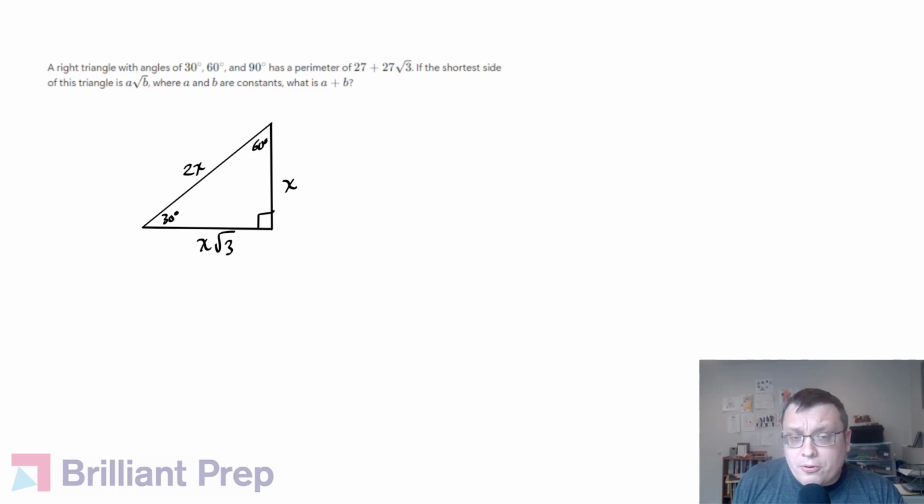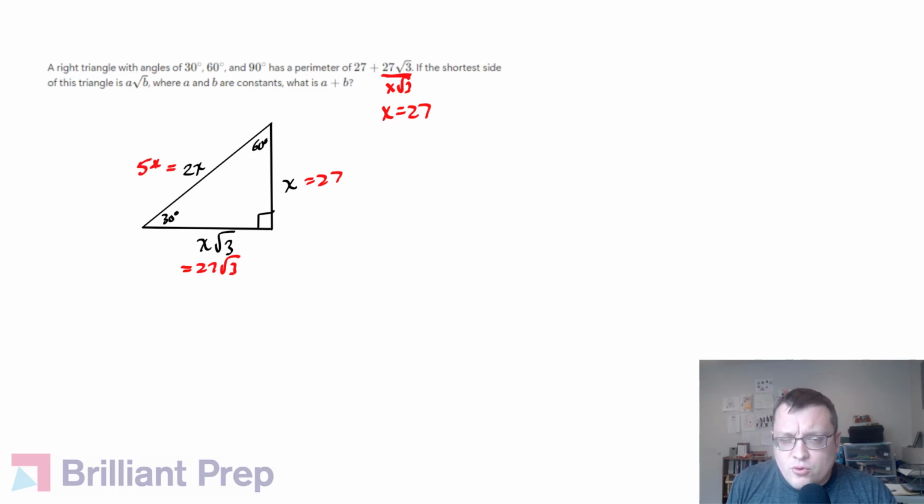So we know the perimeter of our right triangle is 27 plus 27 radical 3. One thing you might do right out of the gate is say, well, look, there's my x radical 3. There's the radical 3. It must come from this side. So that means x would be 27. So this is 27 radical 3, and this would be 27, and then this would be 54.